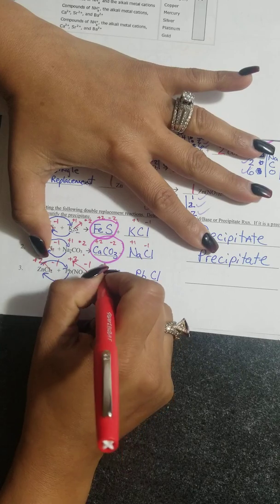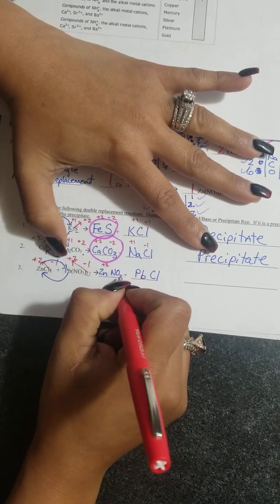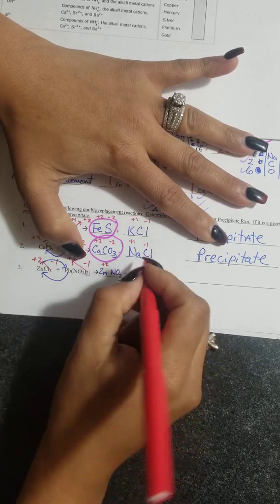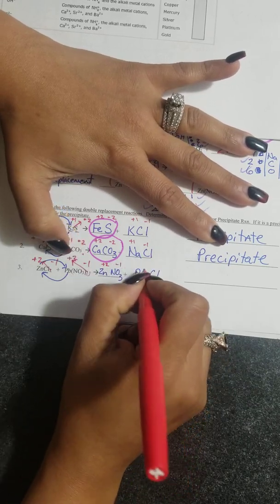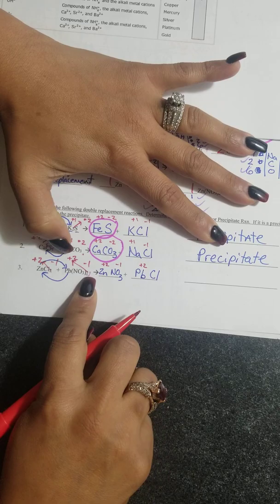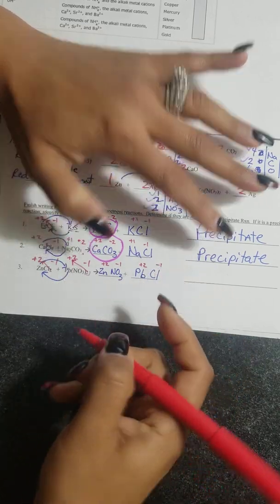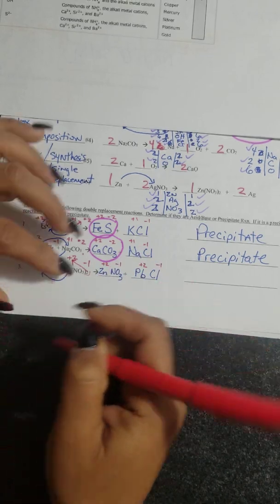Zinc is a +2 charge. NO3 is a -1 charge, which is on your polyatomic chart. Lead is a +2 charge, and we figured that out from the crisscrossing backwards. And chlorine is a -1 charge. Now let's crisscross them down.